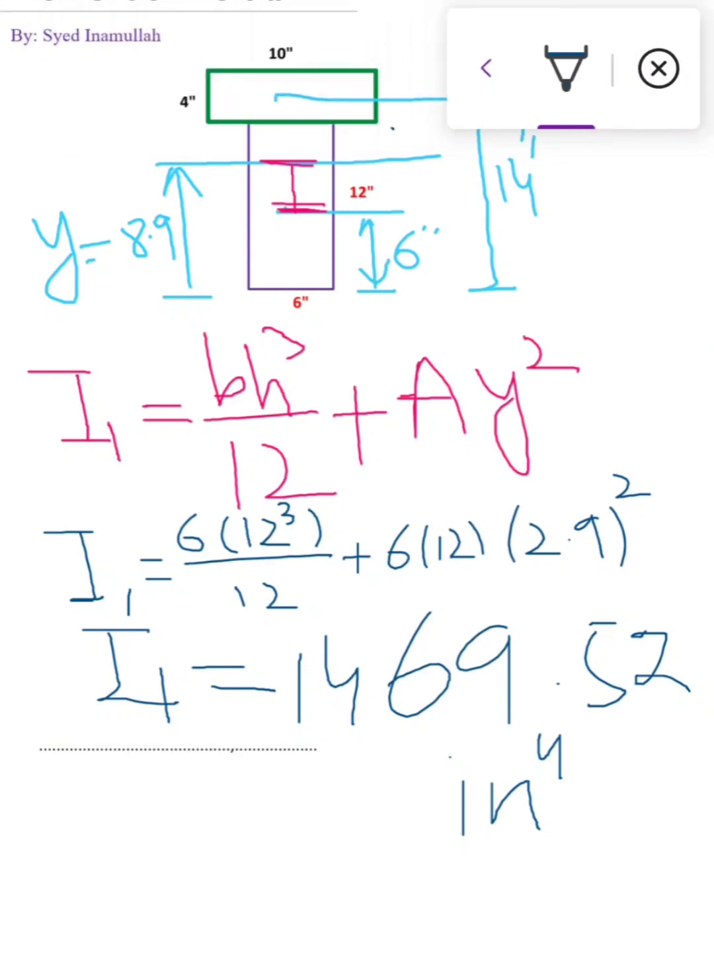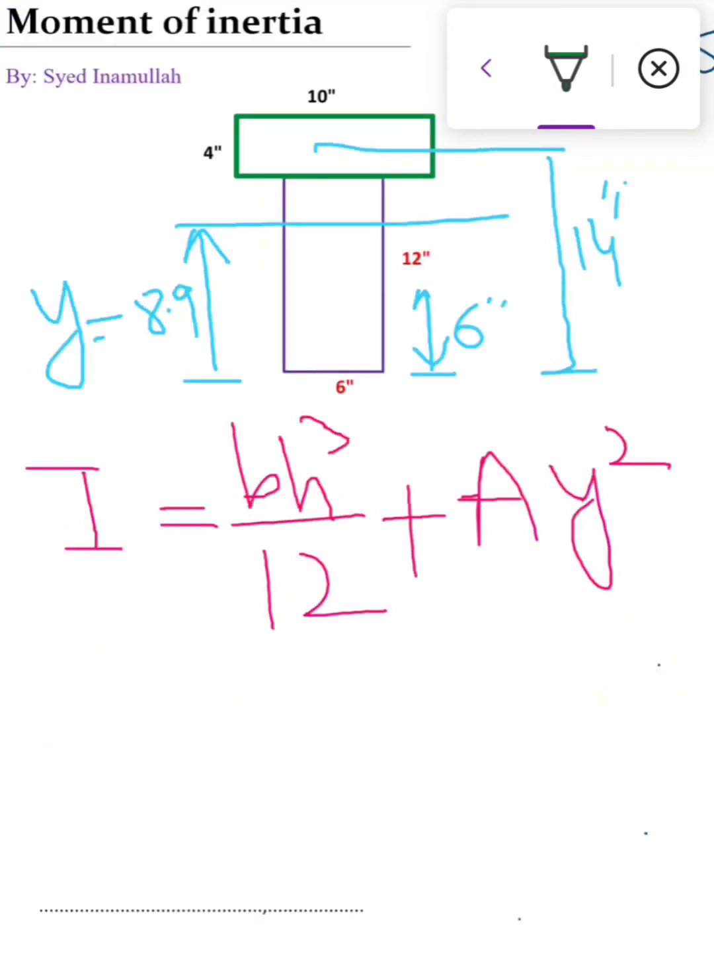Remember, this is the moment of inertia for only this figure, from the center of gravity of both figures. Now we will calculate the moment of inertia for the green figure. For the second figure, we will use the same formula, bh cube divided by 12 plus A2y square. Y is the axis to axis distance, from the centroid of the green rectangle to the CG of both figures, meaning from this axis to this axis, the dimension is y.